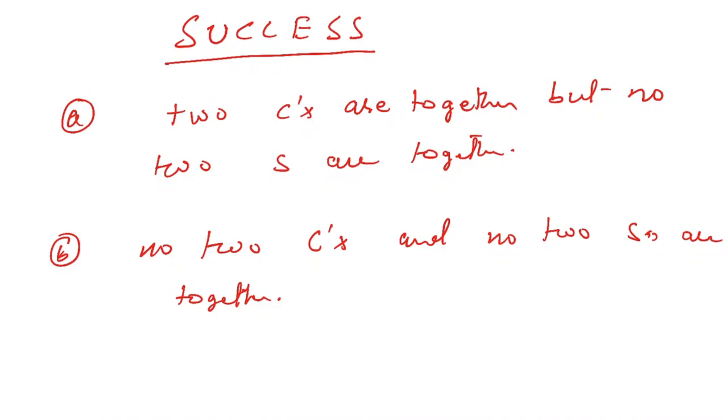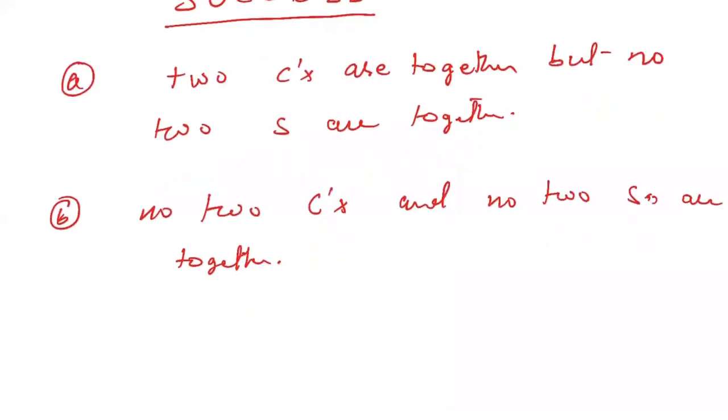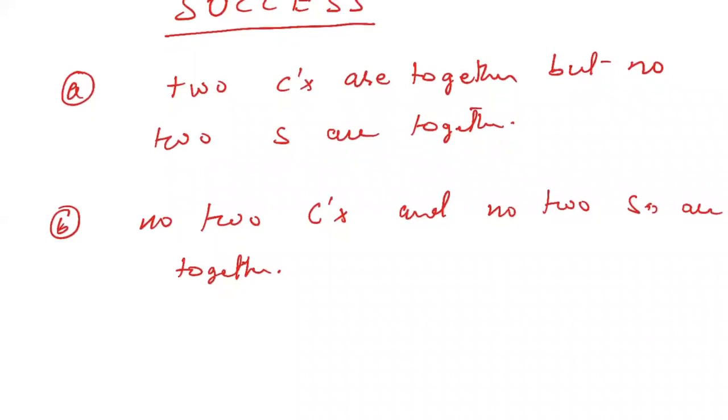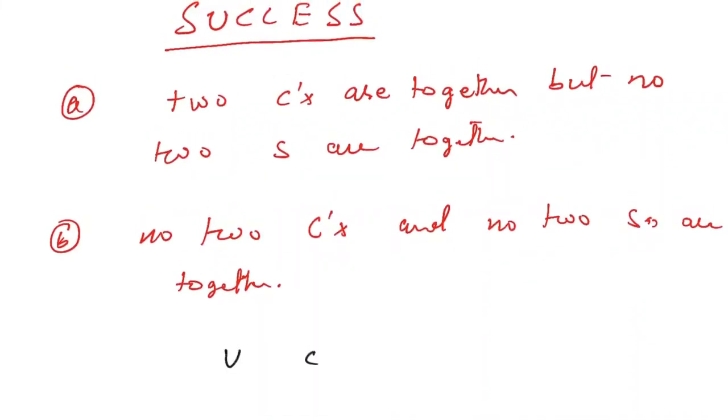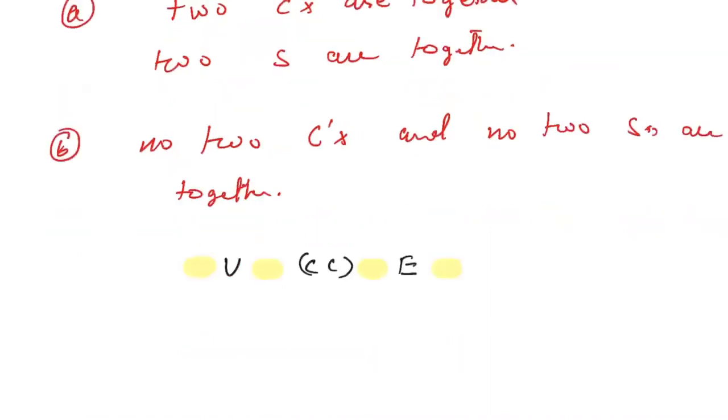The best way to solve these types of questions is the gap method. Already we have seen. Success: 3 S are there, and U, CC (the two C's must be together), and E. So if I'm writing U, CC, and E, then we have gaps 1, 2, 3, 4. In 4 gaps, we have to select 3 gaps, and the S is coming there, all the S are same, so only one way. But these 3 can interchange in factorial 3 ways. This is the answer for the first one.